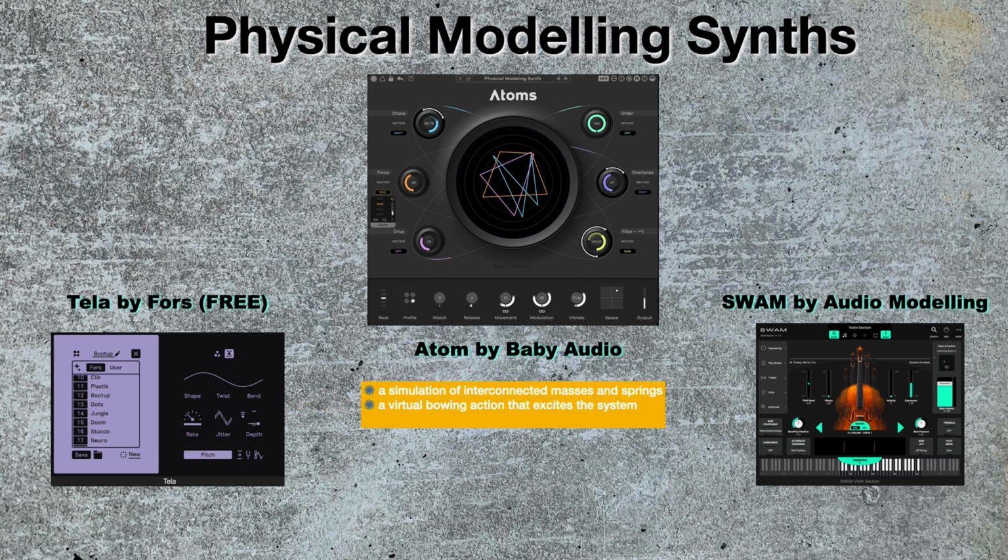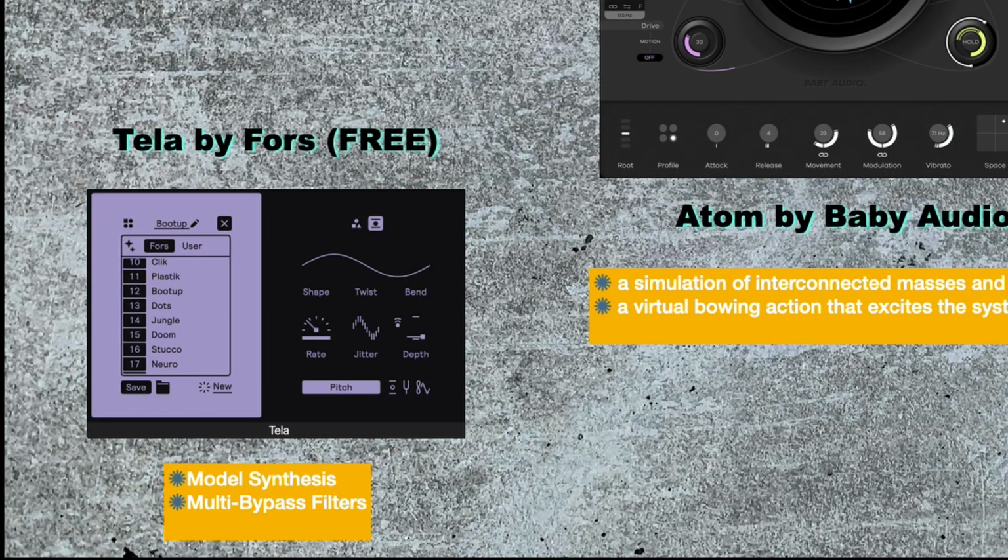In the case of Atom, it uses a simulation of interconnected masses of springs, and those springs are activated with a bowing, by using a bow, like a bow on a physical instrument. That's the primary way you activate the sound, and then you can adjust the sound with all the physical modeling parameters. The Tele application is a little bit different.